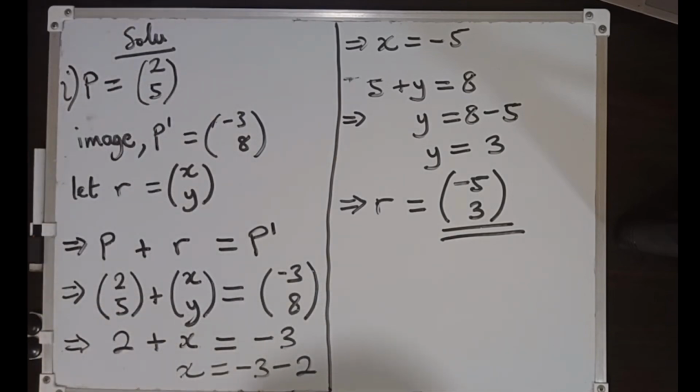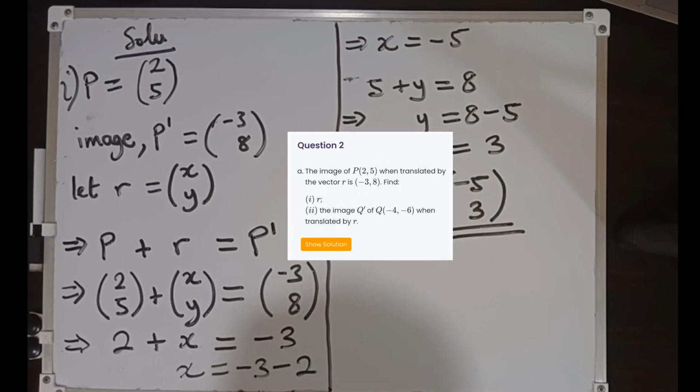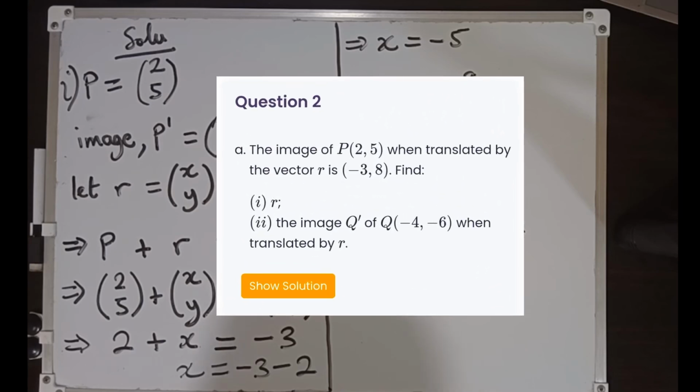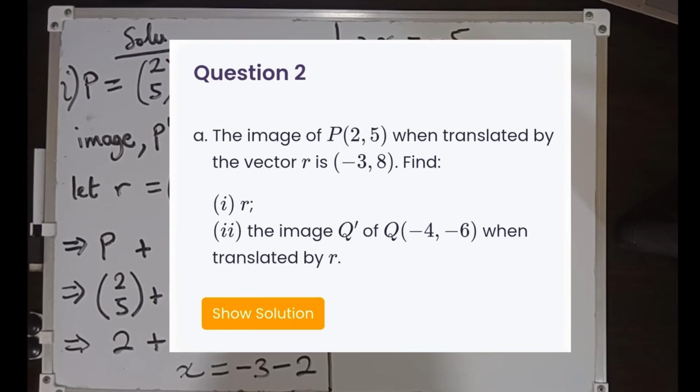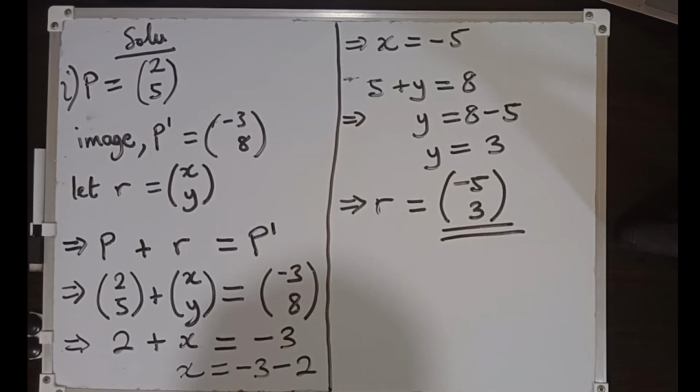Now let's look at the II part of the question. The II part says find the image Q prime of Q, which is (-4, -6), when translated by r. So let's look at that as well. You can take a minute to write down the solution to this particular question so that we can do the II part. You can pause the video and then write it down.